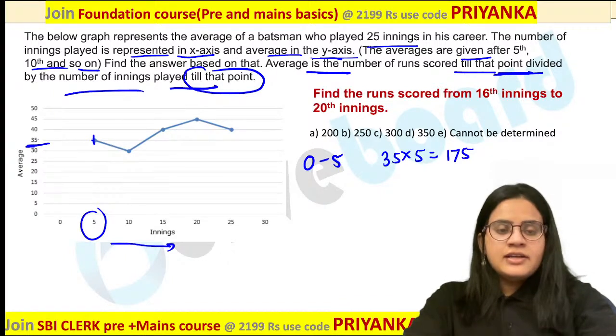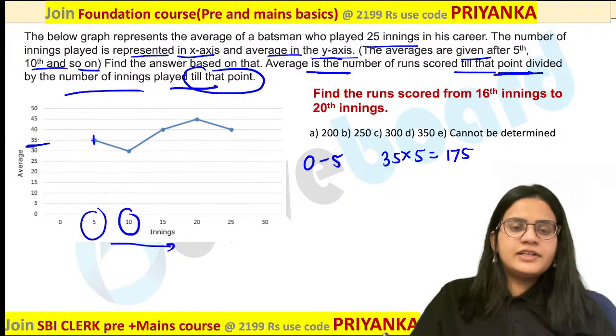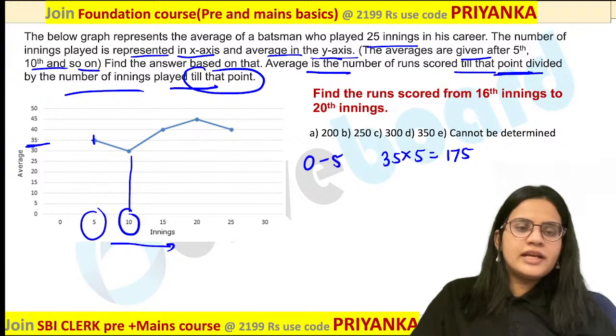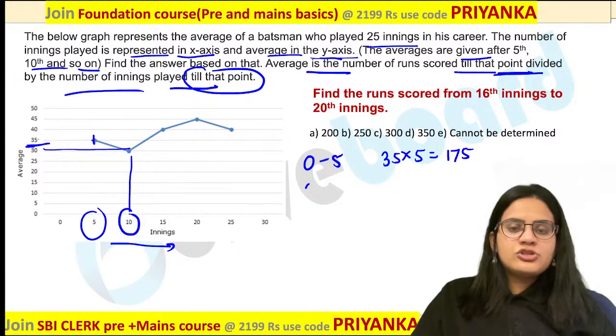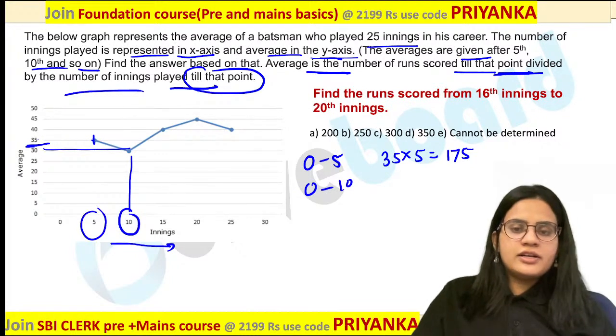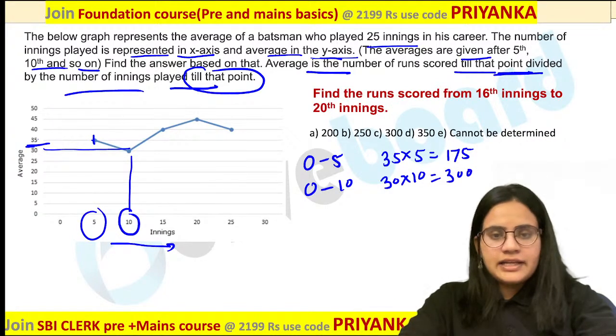Everybody is following this? Now next part is important. When you are talking about the average after the 10th inning, you are supposed to take all the 10 matches now. So from 0 to 10, the average is 30 over here. So this would be 30 into 10. So you are going to get 300 as the total score. Are you guys getting my point?